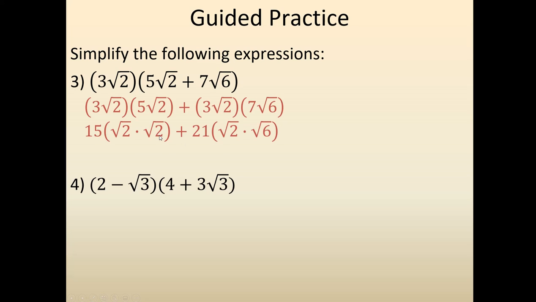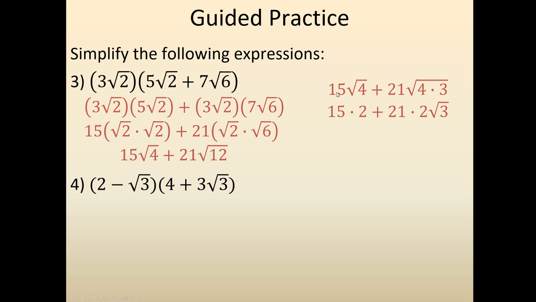Now rad 2 times rad 2 is easy enough. That's going to get us rad 4, and rad 2 times 6 is rad 12. The radical 12 can be broken up into 4 times 3. So 4 is the perfect square. For both of these, that just means that I'm going to end up multiplying the coefficients by 2. So this ends up being 15 times 2, and this is going to be 21 times 2. And then there's still going to be this radical 3 left over. Simplifying it, we get 30 plus 42 rad 3.